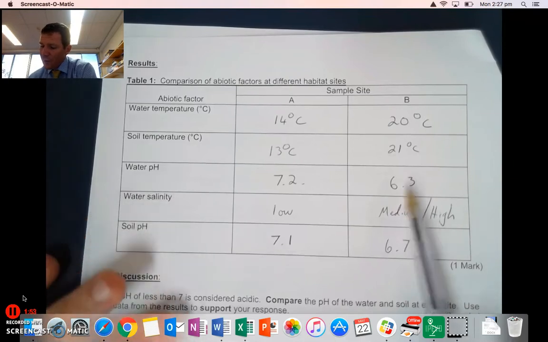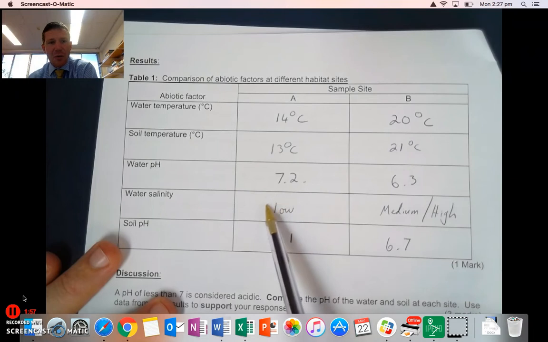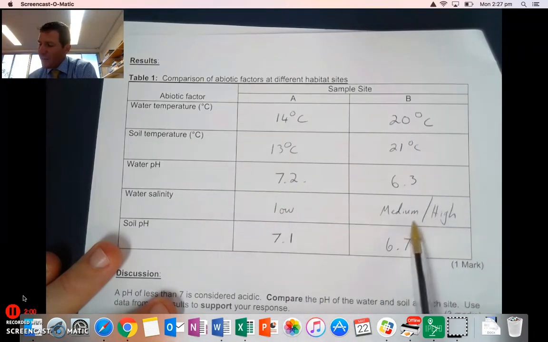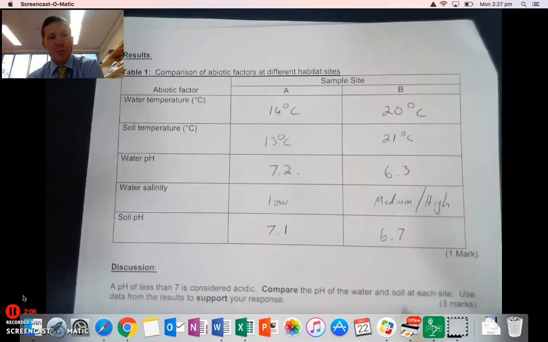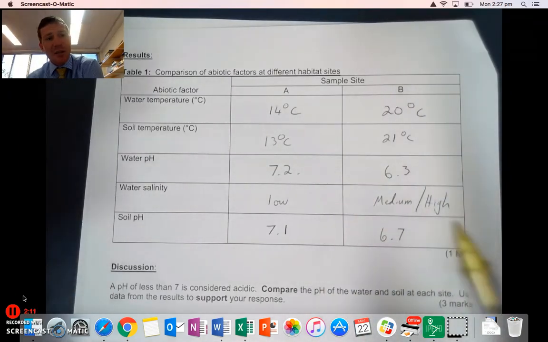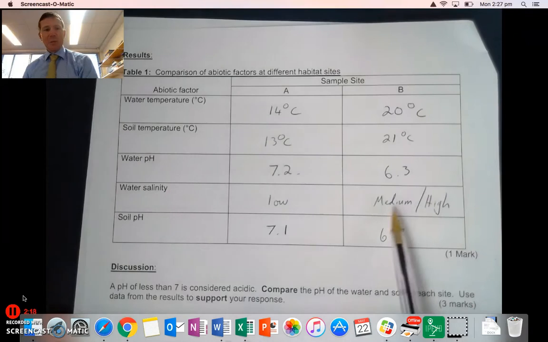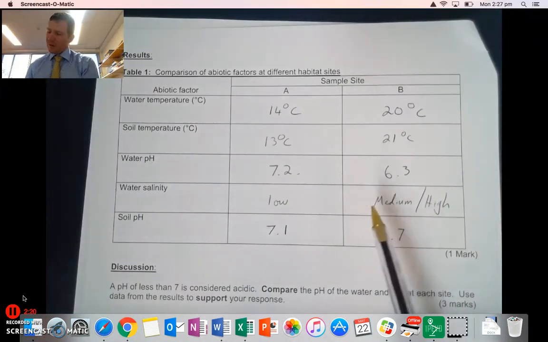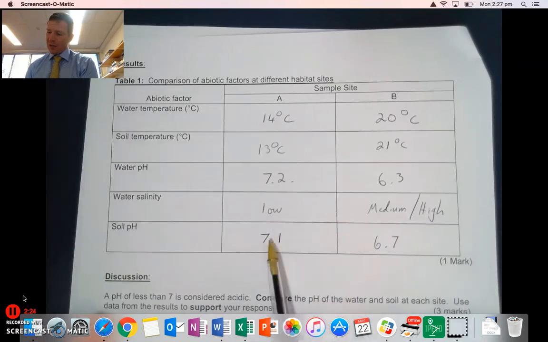All right. If we look at the water salinity, in the flowing water it is low, whereas in the stagnant water in site B, the salinity is medium to high. Why might that be? Is it because it's sitting there and absorbing salts out of the ground, and therefore the salinity is going up? Or is there some other thing contributing to it? Is there pollution? What might contribute to the water salinity being medium or high? So it's important to think of these things and have a look at them. There are definitely differences here. And finally, the soil pH.